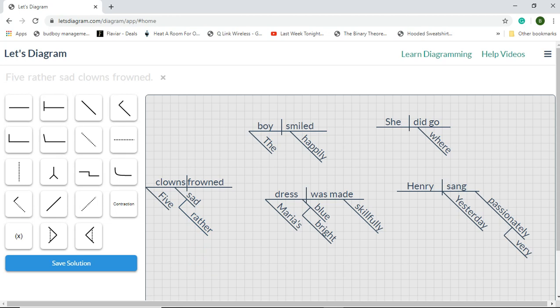So, for the last one, clowns is the subject, frowned is the verb, 5 is the adjective answering the question how many? How many clowns? 5 clowns. Okay. Sad is the adjective answering the question what kind? What kind of clowns? Sad clowns. And rather is the adverb, and it answers the question of how. How sad? Rather sad. Good.